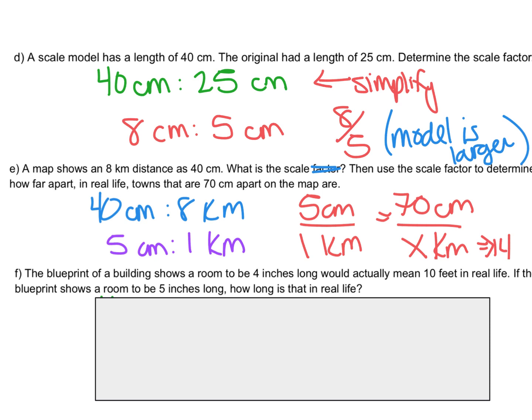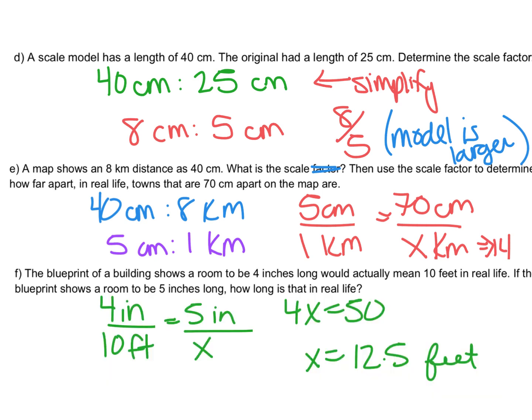The last one in this section says the blueprint of a building shows a room to be 4 inches long, which is actually 10 feet in real life. If the blueprint shows a room to be 5 inches long, how long is that in real life? So 4 inches long means that it's 10 feet. Well, if it's 5 inches long, how long is that in real life?